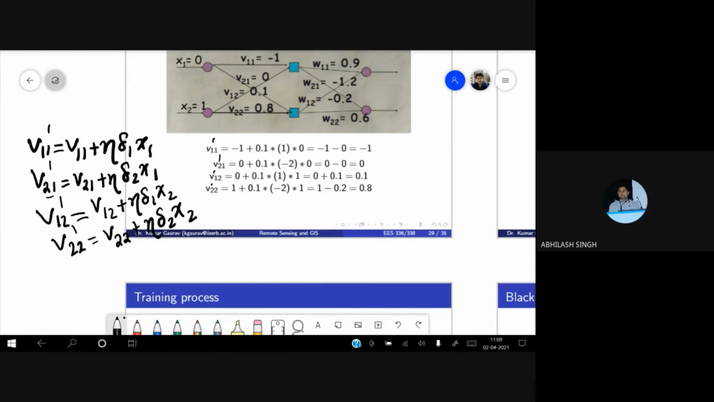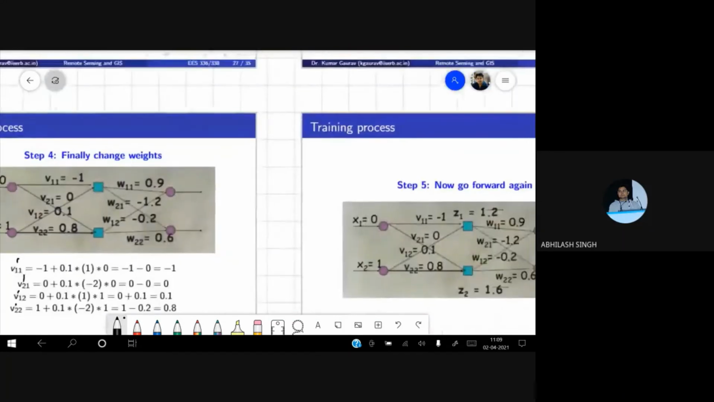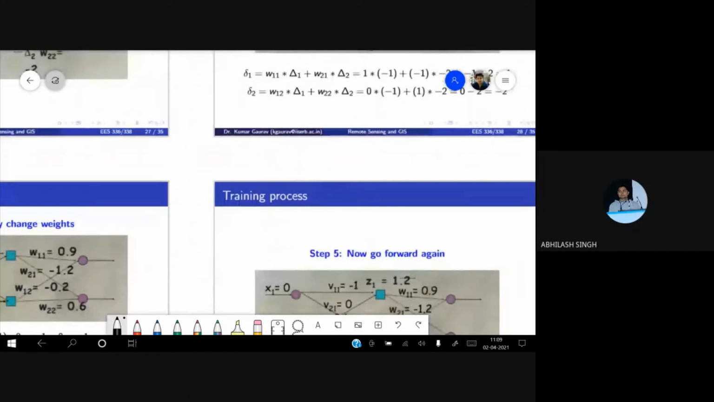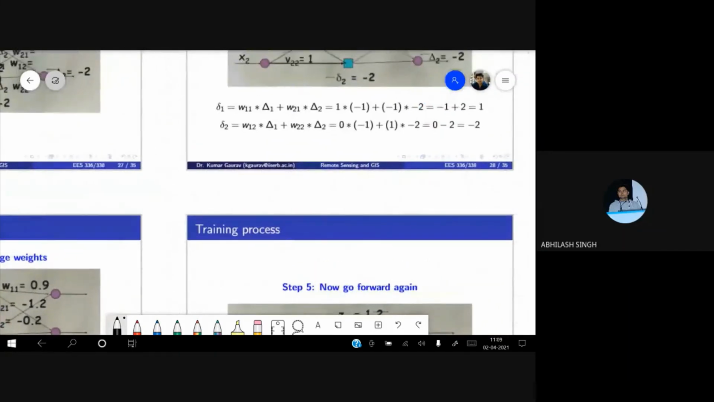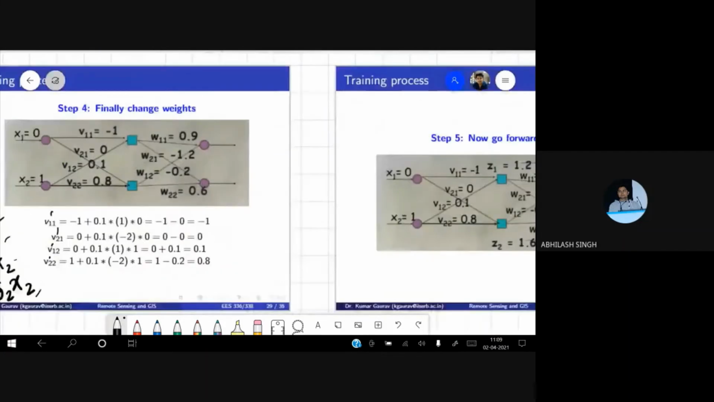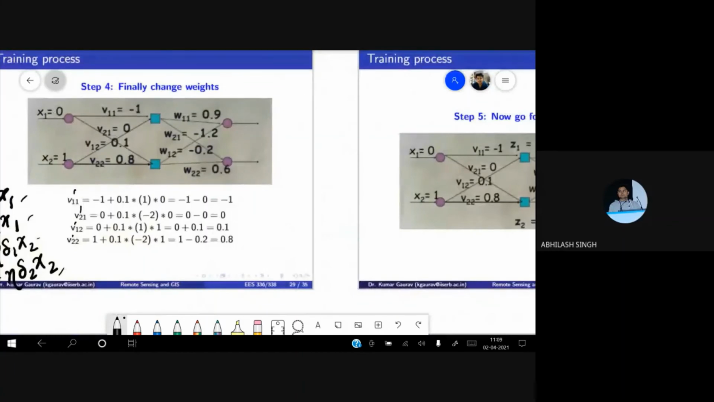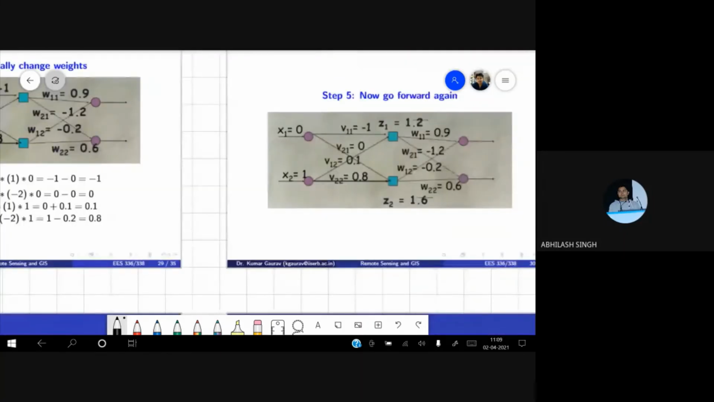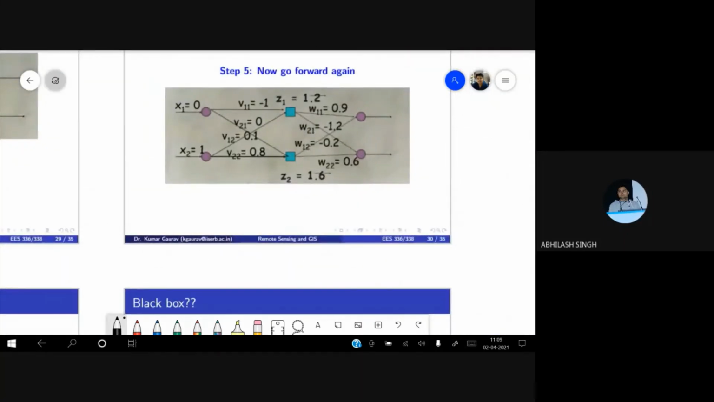Let me check. Yeah, so you can put these things, you know everything, you know small delta 1 and small delta 2. Just put the things and you will get the updated values of the weighting coefficient between the input layer and the hidden layer. So we have updated the things.